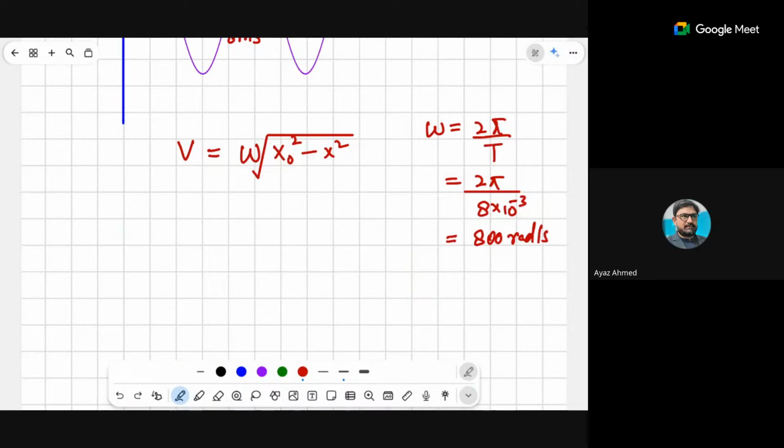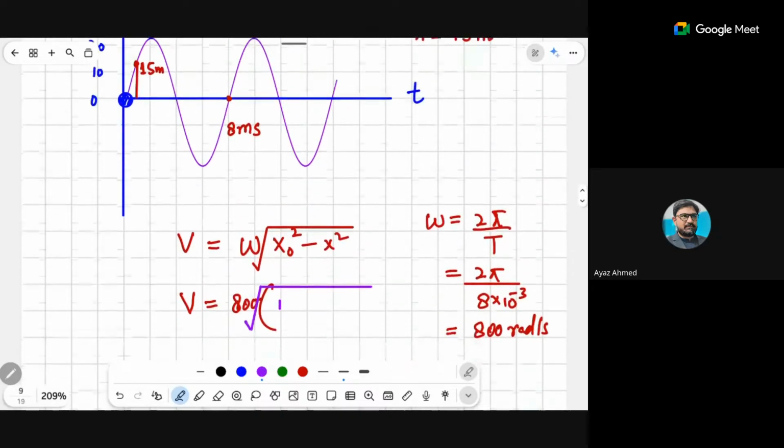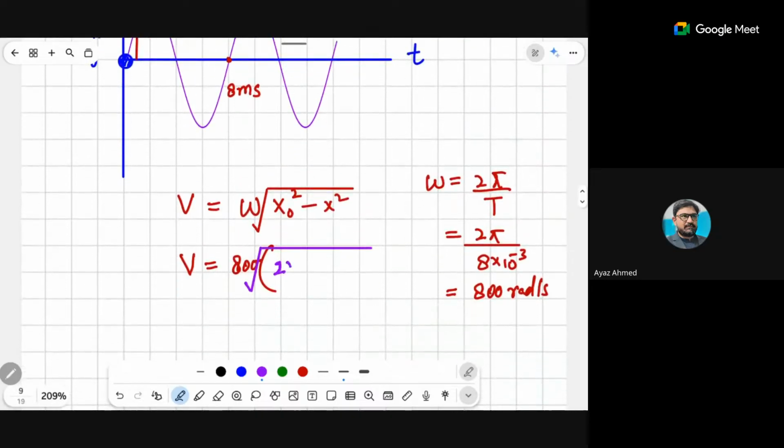Okay, let's make it simple. It's not a big deal. I'm just interested to calculate this number. Let's say 800 radians per second. What was the maximum displacement? Our amplitude was 22 centimeters. So it is the square root of x naught square minus x square, and I am interested to find the speed at 15. So I can calculate that. You got my point?